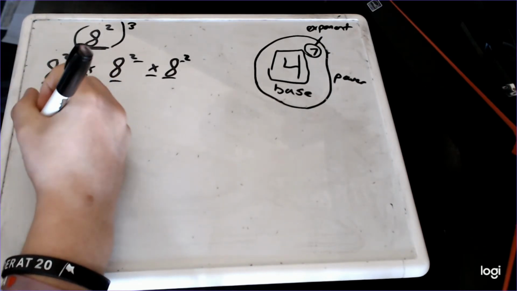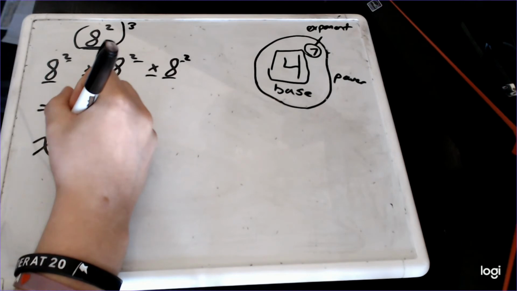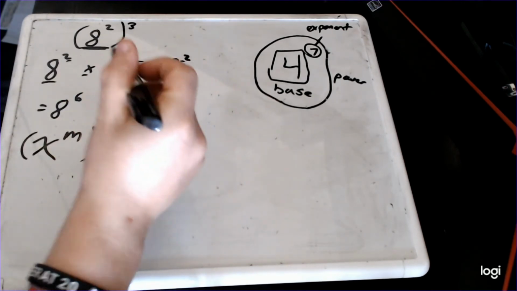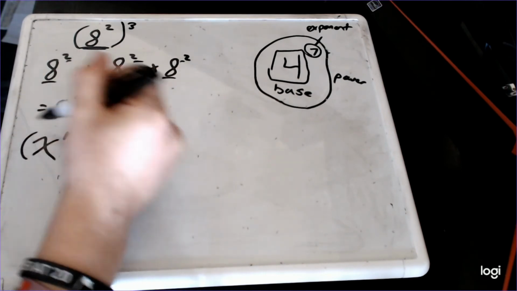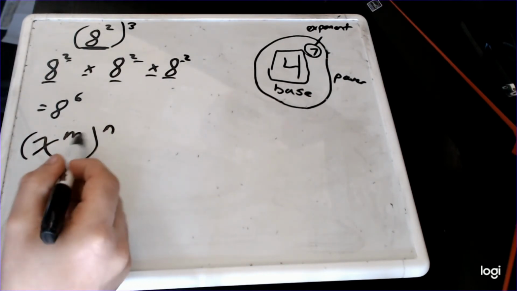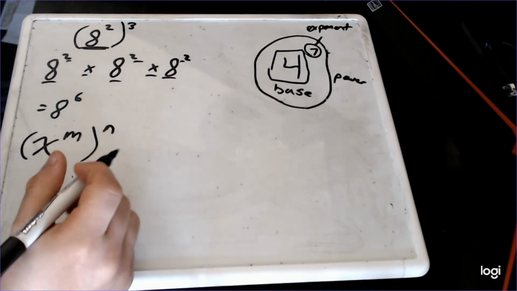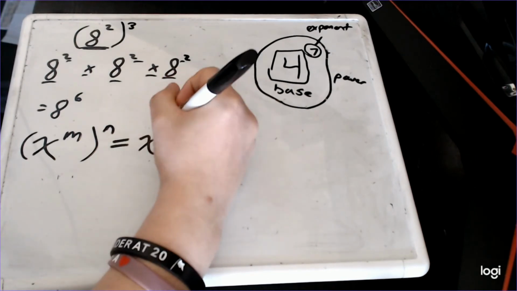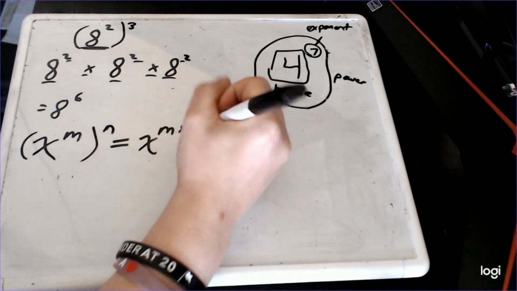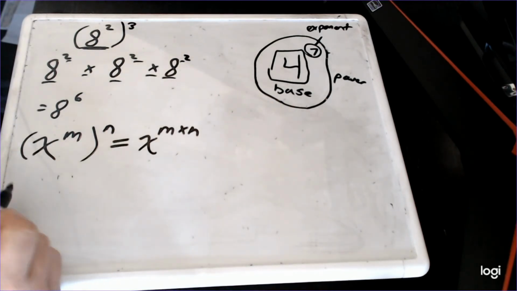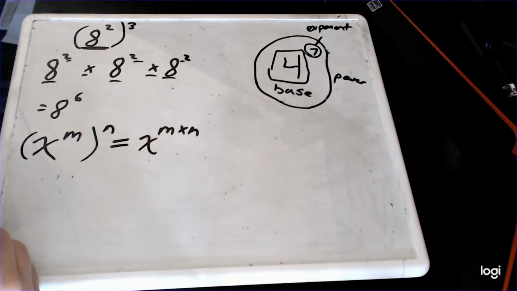In general, x to the m to the n. Now, it's very key that we have these brackets here. Otherwise, it might be mistaken for this n and m being part of the same power, but they're not. And this is x to the m times n, right? 3 times 2 is 6. All right.